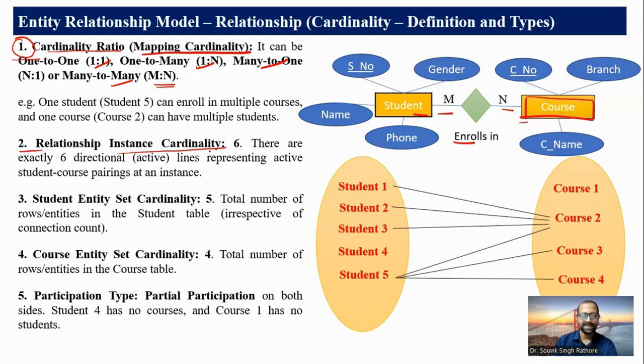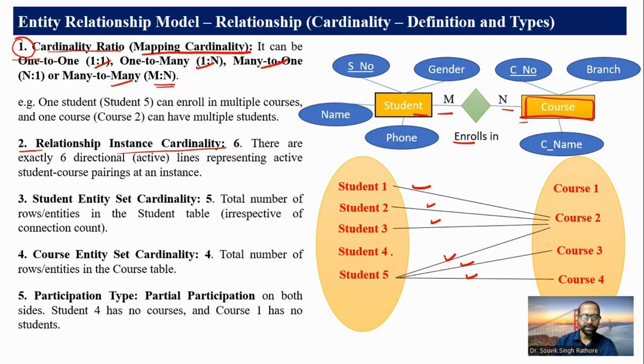This is slightly different from the cardinality ratio shown above. A relationship instance represents the actual association between the particular entity type instances. For example, student 1 enrolls in course 2, student 2 enrolls in course 2, student 3 enrolls in course 2, student 5 enrolls in course 2, student 5 enrolls in course 3, and student 5 enrolls in course 4.